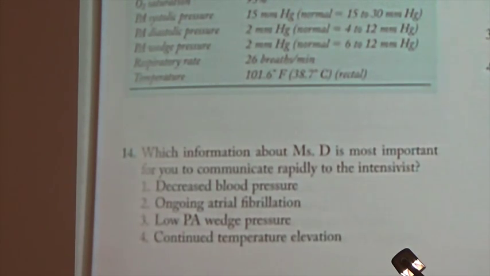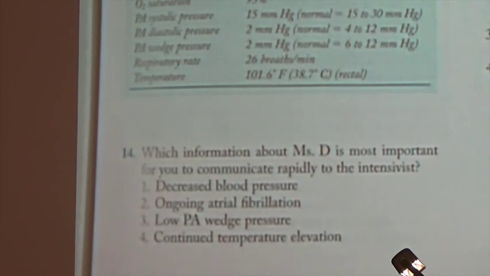So ongoing atrial fibrillation? It's fine, she's still breathing. Low wedge pressure? Well, that's awful low, because normal is 6 to 12. Now, continued temperature elevation? It's not elevating, it's going down, isn't it? Yep. So it would be the wedge pressure. The only thing left is wedge pressure. Right.